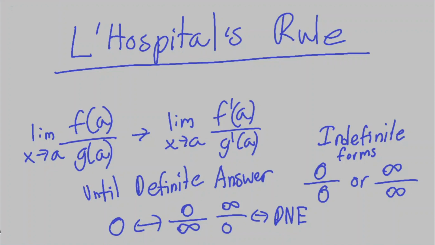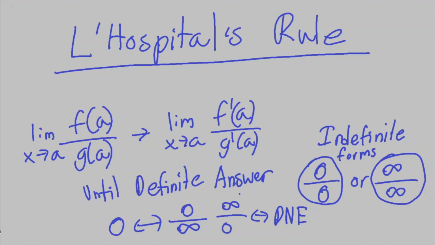Normally you could take the quotient rule, f prime times g minus g prime times f over g squared, but what you would do here is rewrite it as the limit as x goes to a of f prime of a over g prime of a, and you would do this until you have a definite answer. And let's say you do find the derivative using L'Hôpital's rule, then if you still get an indefinite form, which would be 0 over 0 or infinity over infinity, most notably, then you would just use the rule again, and you would use it until you get a definite answer.